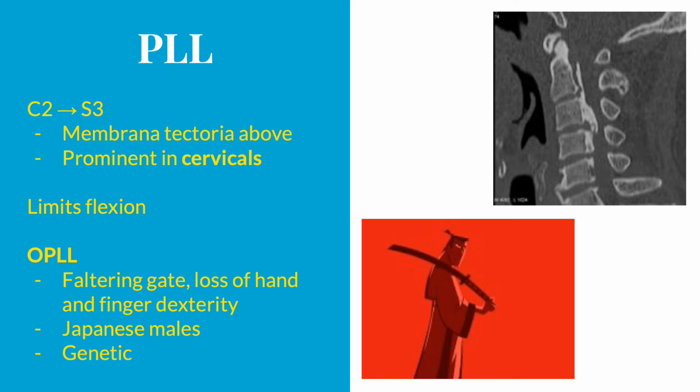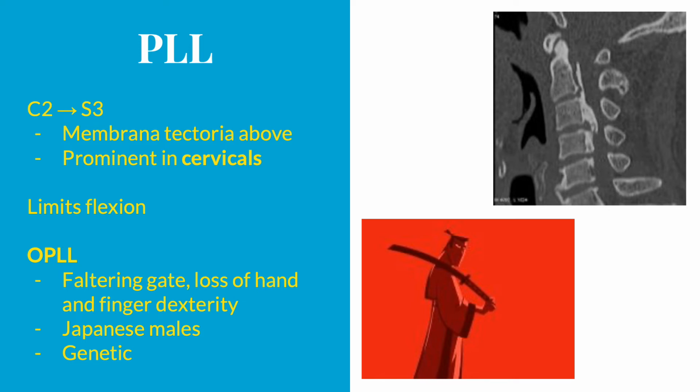So OPLL, or ossification of the posterior longitudinal ligament, so it's nice when the acronym just tells you exactly what's going on, happens commonly in the cervical spine because that's where the PLL is most developed. So what you're going to see there is some kind of faltering gait. You're going to have loss of hand and finger dexterity. Think of how the brachial plexus is going to be involved with that. And then it has a predilection for Japanese males, and it's often genetically linked.